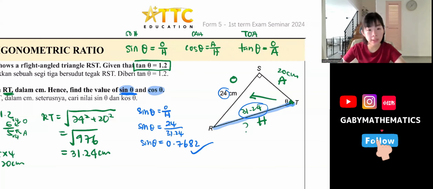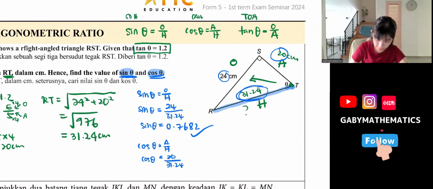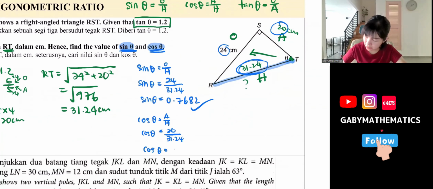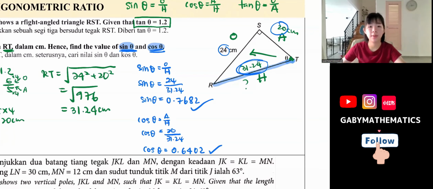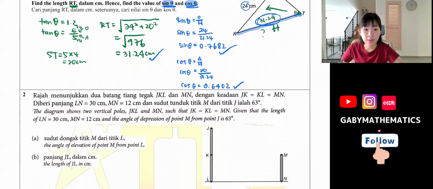No need to find theta, just sine theta. This will do. Okay, next one, they want cos theta. When you see cos, you will think of CAH. Cos theta is A over H. A is 20, H is 31.24. So cos theta is 20 over 31.24. Okay, so you press the calculator, 20 over 31.24. Cos theta is 0.6402. 4 significant figures is enough. No need to find theta, just cos theta. If you have questions, please ask. Okay, now we go to the next one.